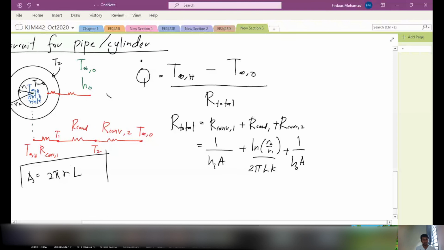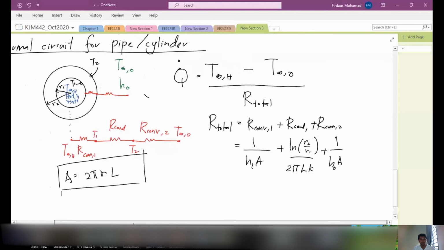So mesti tanya, kalau H1 ni area guna R mana? Guna R1 lah, sebab dia kat space R1. Kalau HO, area define R2 sebab dia exposed to the outer. Okay, so ada soalan? So that's all for chapter 1 basically.